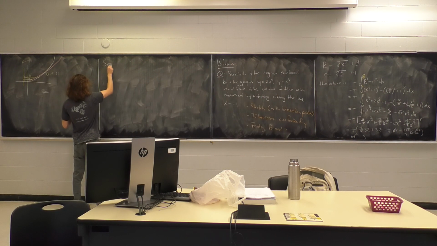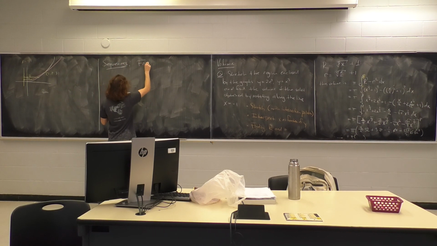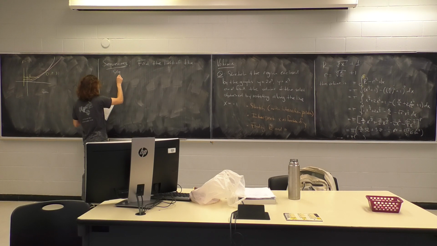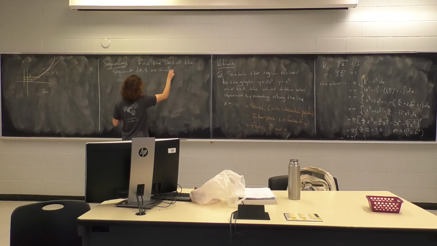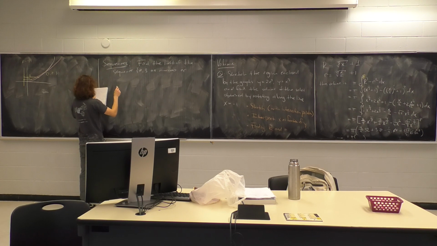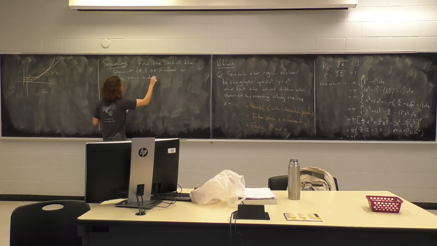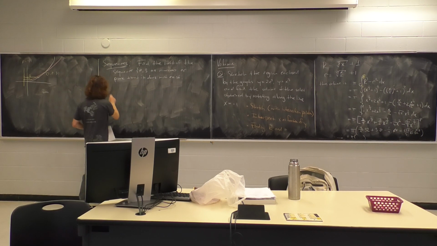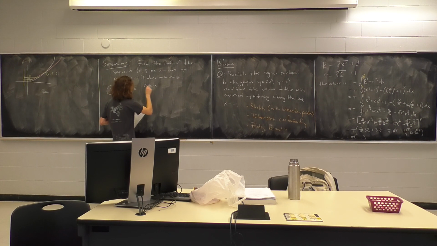Right, let's do some quick sequences. Find the limit of the sequence an as n goes to infinity, or prove that it does not exist. 1. an equals cosine of n over n.